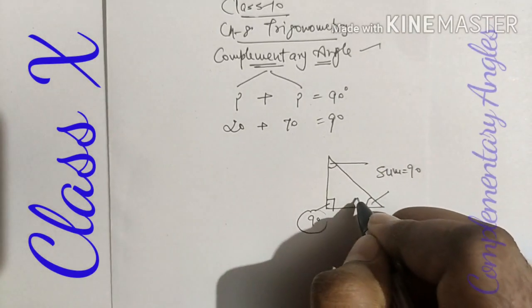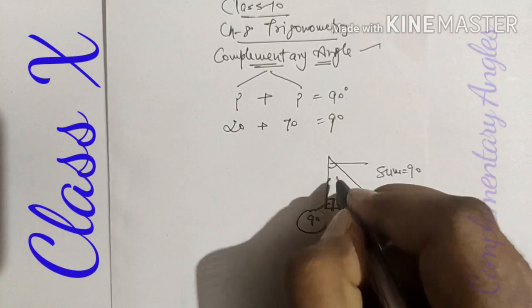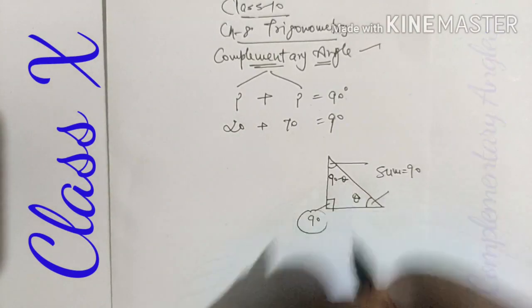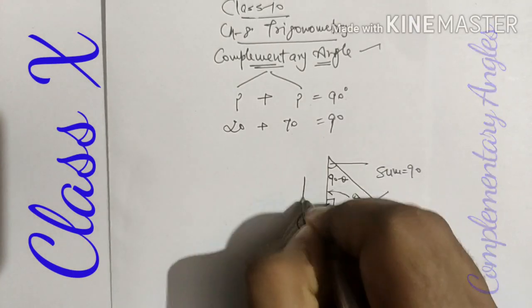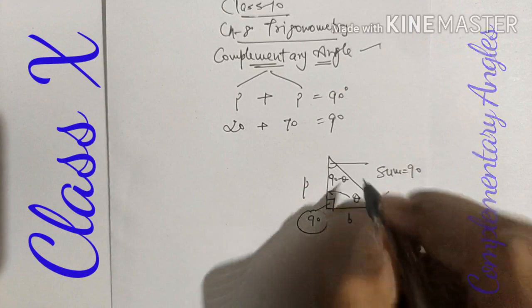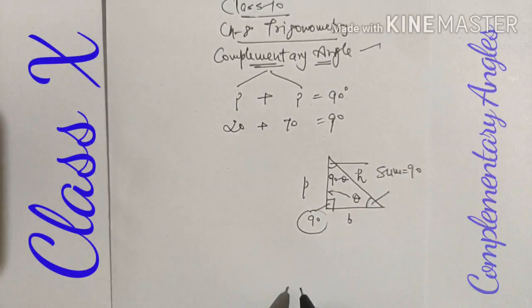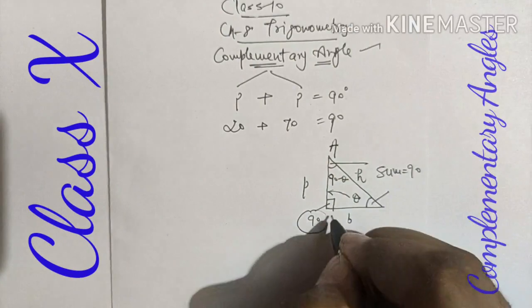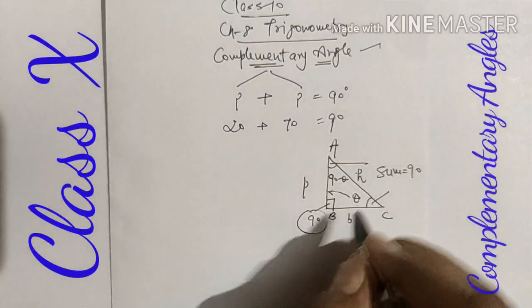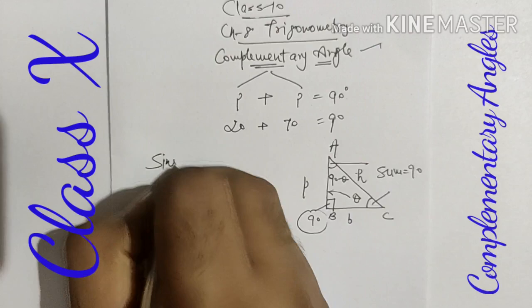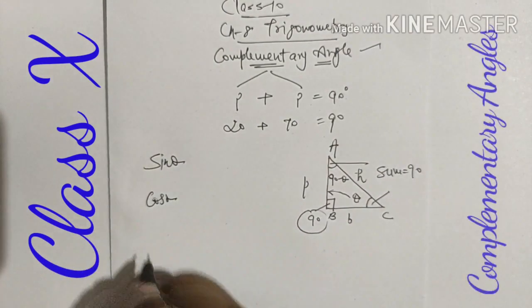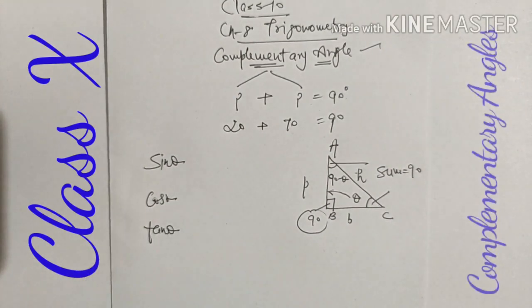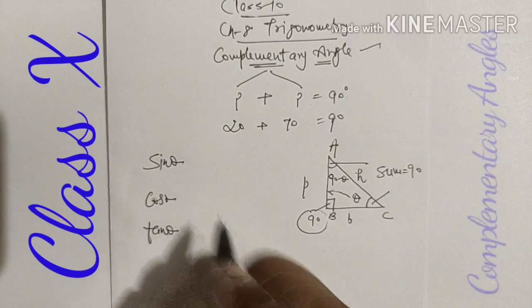Suppose this angle is theta, so this angle becomes 90 minus theta. If you see here, according to this angle, this side is known as perpendicular, this is known as base, and this is known as hypotenuse. Suppose they are given by A, B and C. According to theta, we can calculate sin theta, cos theta, or tan theta. We are taking here three functions, three trigonometric ratios.